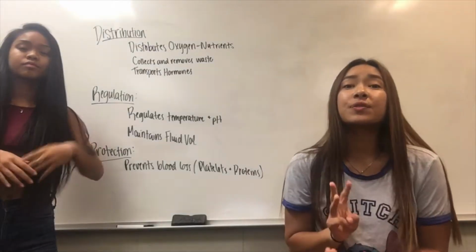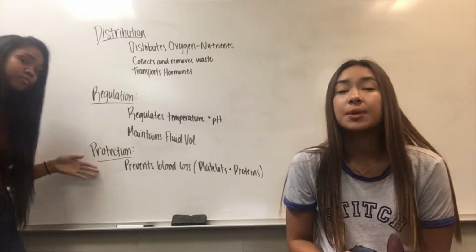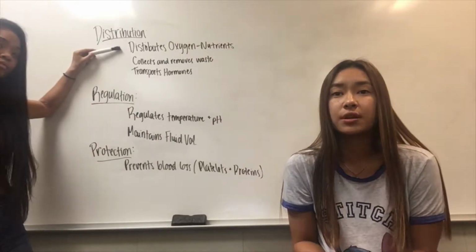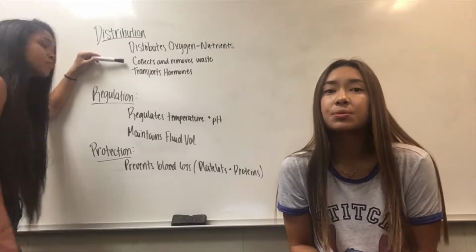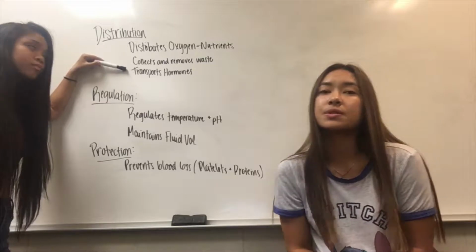Moving on, there are 3 functions of the blood. This includes distribution, regulation, and protection. Under distribution, it distributes oxygen and nutrients throughout the body. It collects and removes waste from the nutrients. And lastly, it transports hormones.